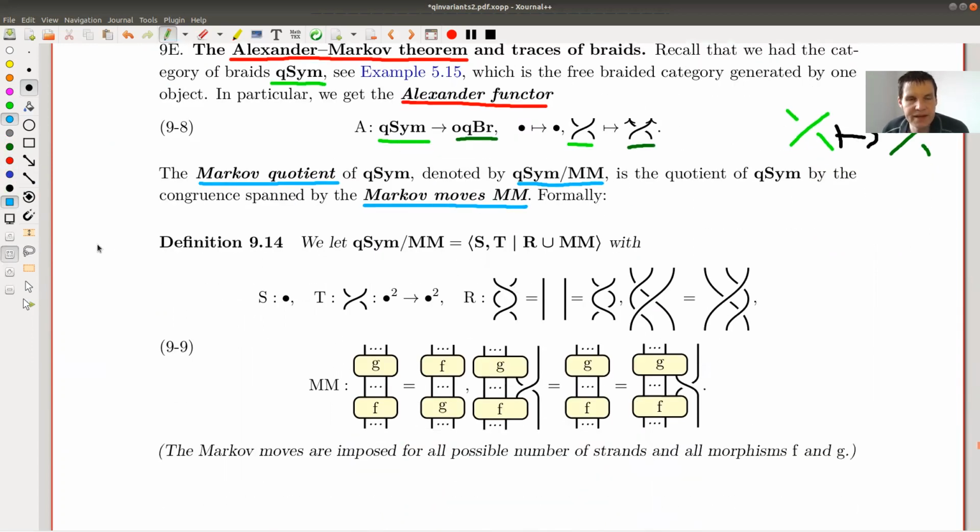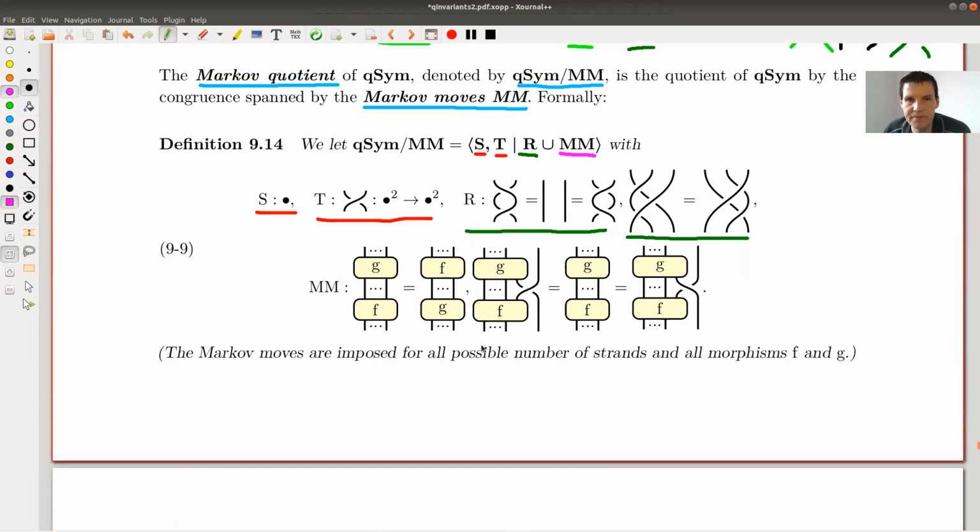Formally, it's the monoidal category spanned by certain objects and morphisms, as we've seen before. Very easy. It's still the quantum symmetric group, so objects are just those guys, morphisms are just crossings, and the relations are just the Reidemeister moves. Then I have extra relations that are the Markov moves, and they look as follows.